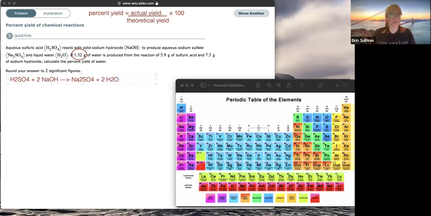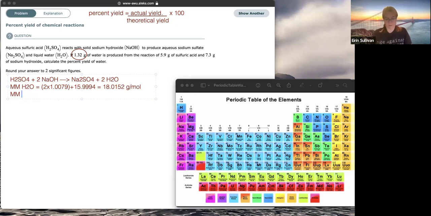So information I'm going to need: I'm asked about water as my product, so I'm going to need the molar mass of water. The molar mass of water is 2 times 1.0079 plus 15.9994. Would help if I got all the 9s. So that is going to be 18.0152 grams per mole. So we've got the molar mass of water.